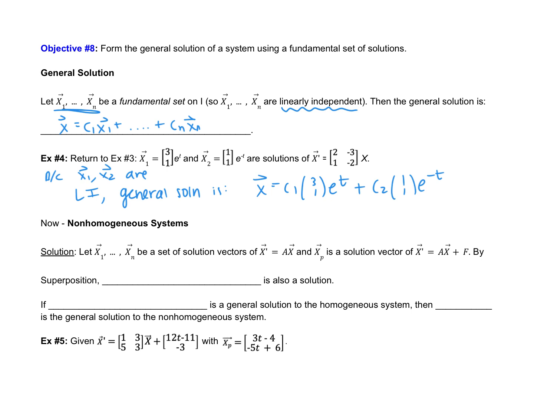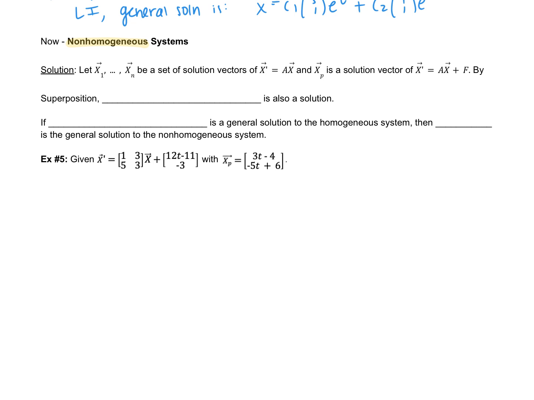So what we're going to end the video with, similar to when we've done this before, is non-homogeneous systems. So now we have linearly independent and dependent. We have the Wronskian for homogeneous systems. How does this translate to a non-homogeneous system? Well, first let's talk about the solution.